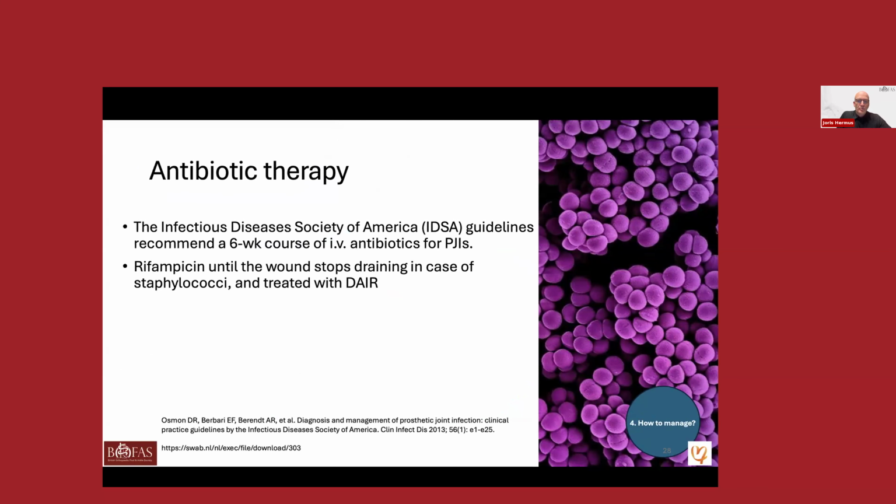So antibiotic therapy: it was advised by the Americans to use it for 6 weeks in prosthetic joint infections, and to give Rifadin until the wound stops draining, and this is especially advised in a case of Staphylococcus.